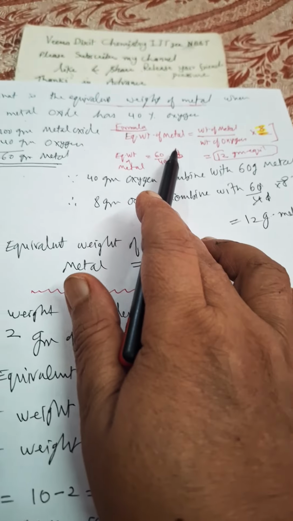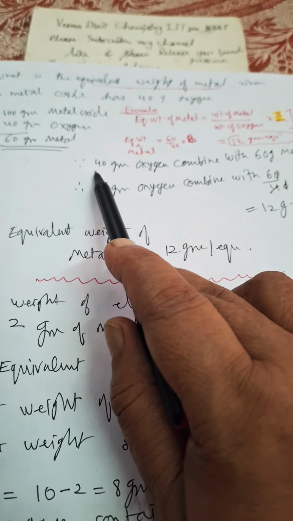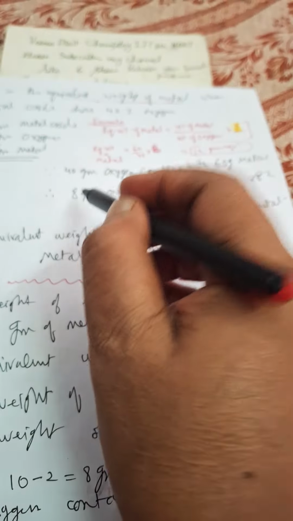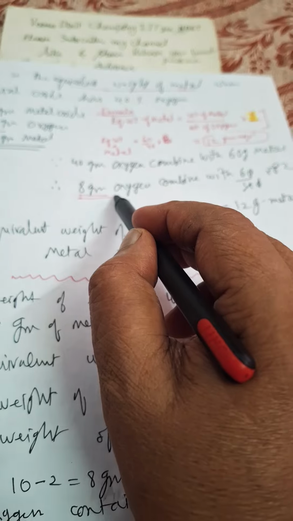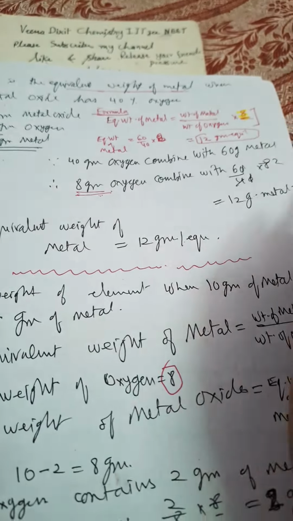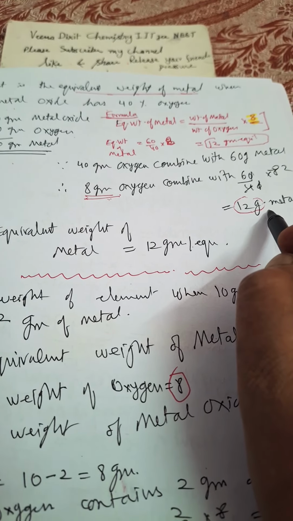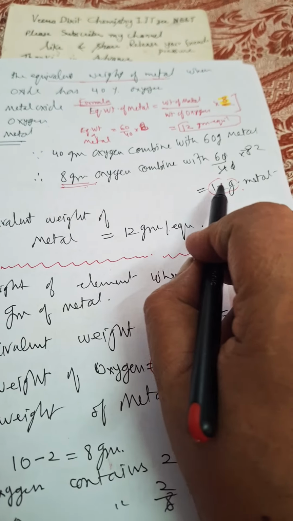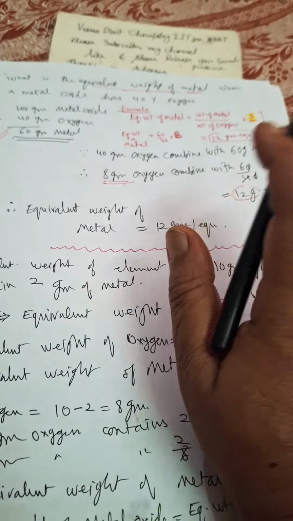But sometimes you don't understand the formula or you forget it. At that moment, what you have to write down is that 40 gram of oxygen combined with 60 gram of metal, so 8 gram of oxygen combines with 12 gram. Why are we selecting 8 gram? The mass of the element which combines with 8 gram of oxygen tells us the equivalent mass of that metal. Again I will repeat: this 12 gram of metal is combined with 8 gram of oxygen, so the equivalent weight of this metal is 12 gram. Clear? If it were 20, we would say 20 gram.